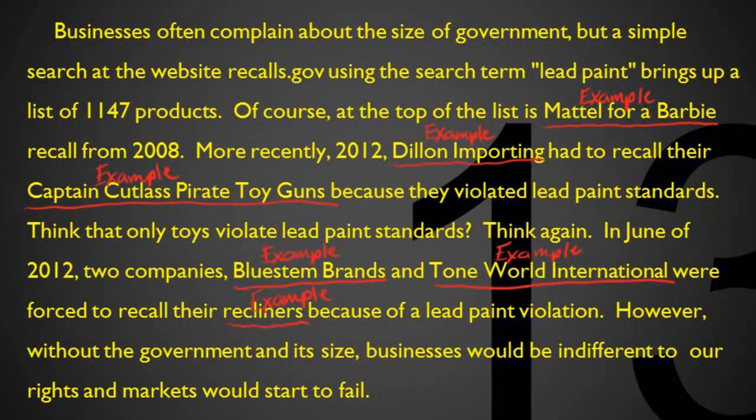However, without the government and its size, businesses would be indifferent to our rights and markets would start to fail. Yeah, the last sentence is lame. It's a thesis statement. But again, what we're looking at is the examples. Mattel, Dillon Importing, the Captain Cutlass pirate toy guns, Blue Stem Brands, Tone World International are the companies, and the recliners are the example of what was violating the lead paint standard. So, those are your examples.